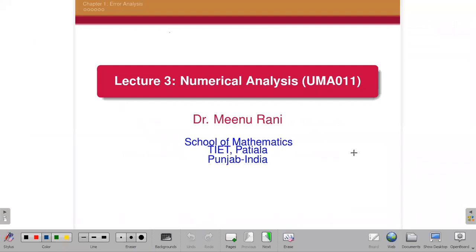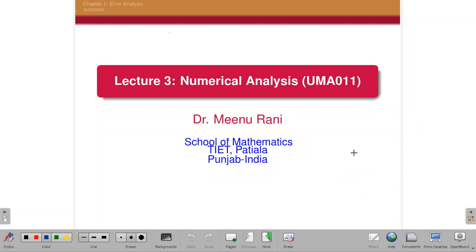This is our third lecture on numerical analysis. In the last lecture, we discussed significant digits and loss of significance also. Actually, we don't want that loss of significance, because by simply looking at the absolute error, we cannot judge that it is the most accurate approximation to the exact value. That is because of the loss of significance only. So we don't want loss of significance in our calculation.